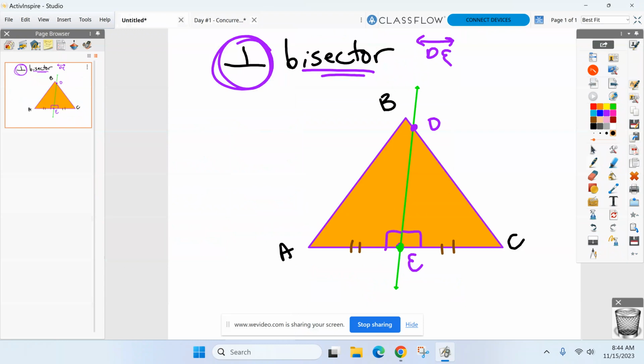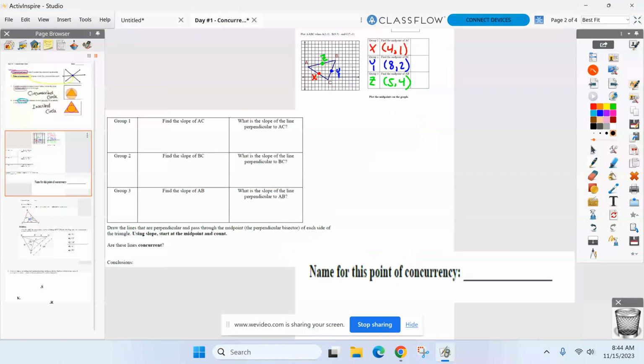Next job for you and your group, same group numbers: find the slopes of each side now. If you need a little refresh, you can do rise over run, or change in Y over change in X. So find the slope of your side, and then talk in your group, what would be the slope of a line perpendicular to it? You got to remember the relationship between 2 lines that are perpendicular and their slopes. That was on the quiz yesterday too. So find the slope, and then try to fill out the second column. What's the slope of a line perpendicular to it?